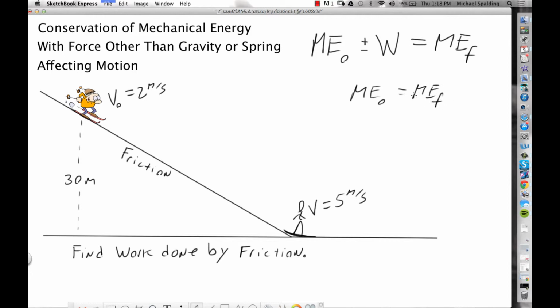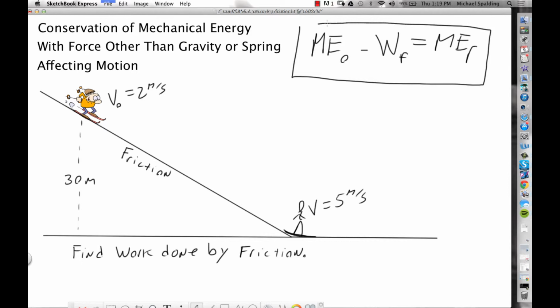But look, in this situation, this will not be true. Why will that not be true? Because of friction. Now, is friction going to add energy to the skier or remove energy? It's going to remove energy, okay? So, is this going to be plus or minus here? It's got to be minus because friction's going to steal some of the initial mechanical energy. So this will be minus work of friction. So what I want you guys to figure out is the work. I want you to solve for this. What is the work that friction did?